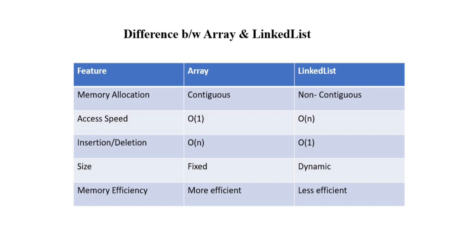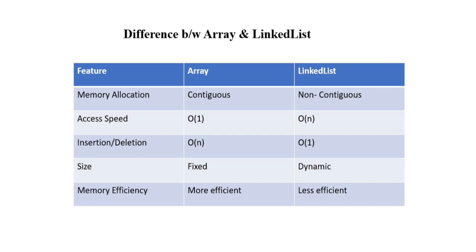Let's find the differences. First, memory location. Arrays store elements in a contiguous block of memory. Think of a row of lockers all next to each other. This makes arrays memory efficient but rigid. Linked lists store nodes in scattered memory locations connected by pointers. This uses more memory because of the pointers but allows flexibility.